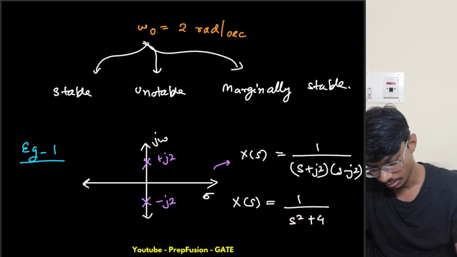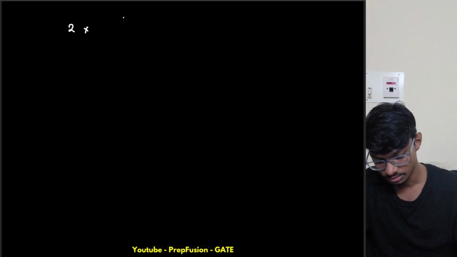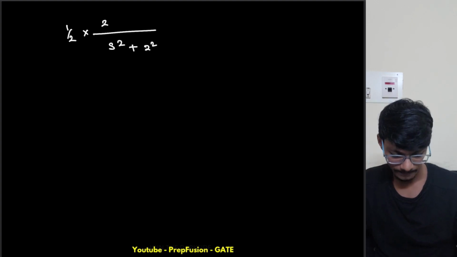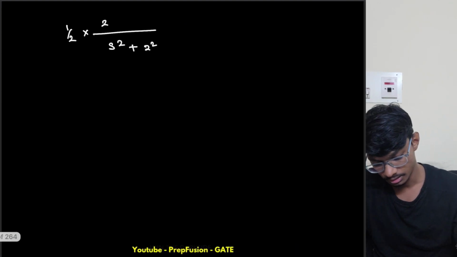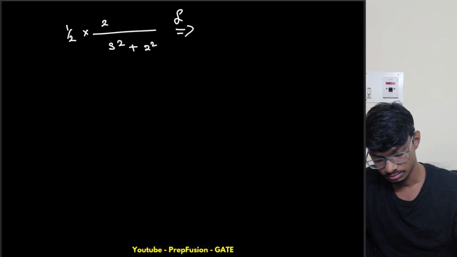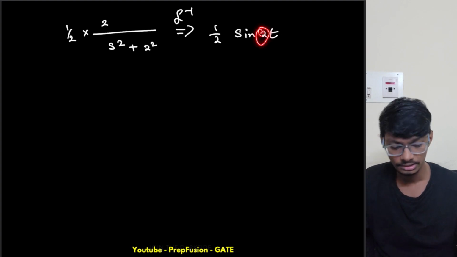So here what I need to write is 1 by 2 times 2 divided by s square plus 2 square. Okay, now I will find the Laplace inverse of this. So this is 1 by 2 and this is sine 2t. So here we can see that this is oscillating, right?